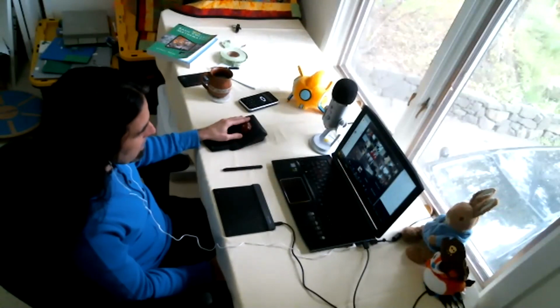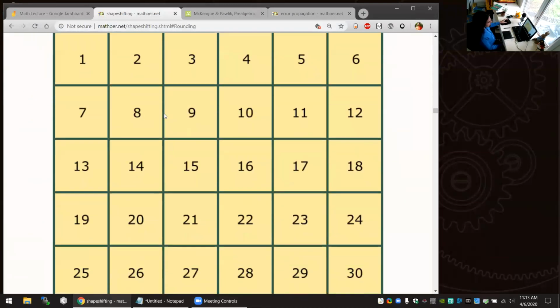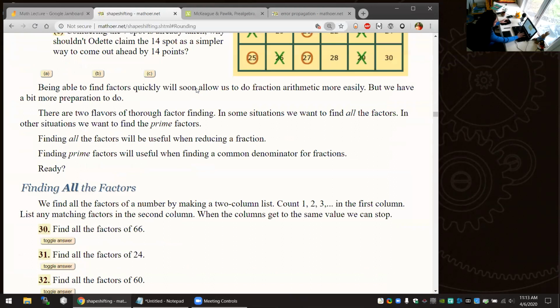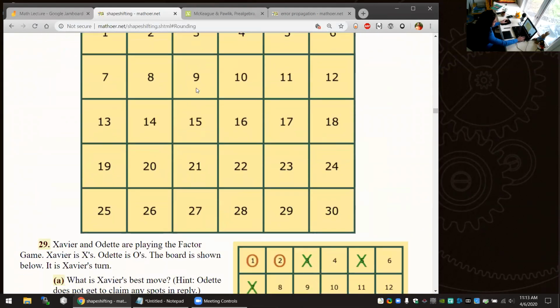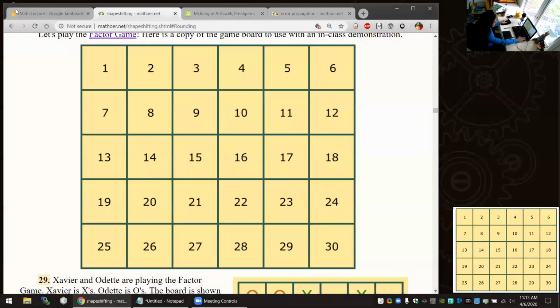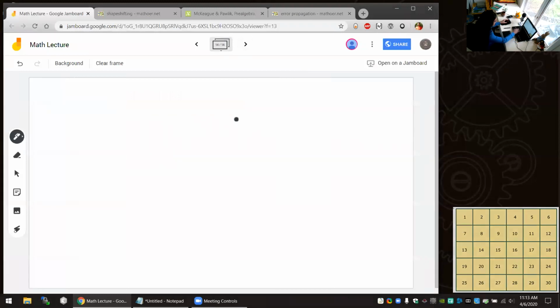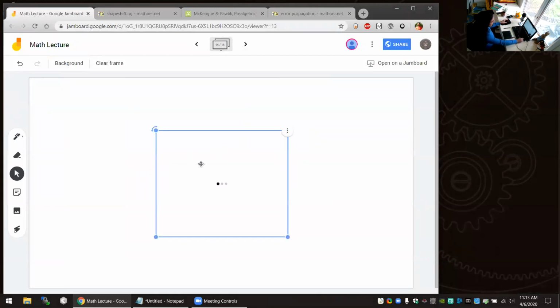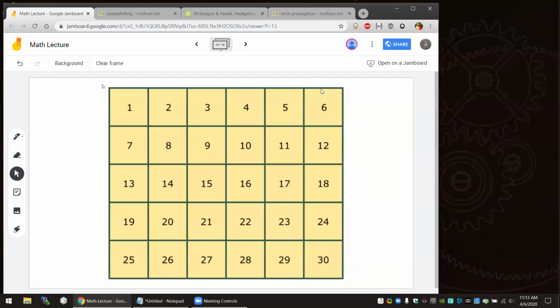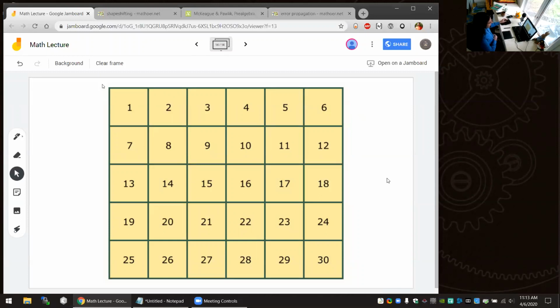So, okay, what else to talk about? Factor game. I have to shrink a little so that you can see it all at once. So if we want to review having factors, the most fun way to do this is the factor game.